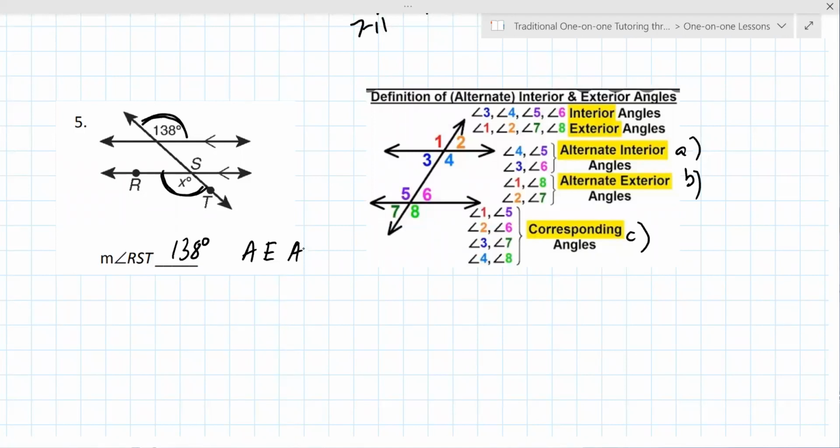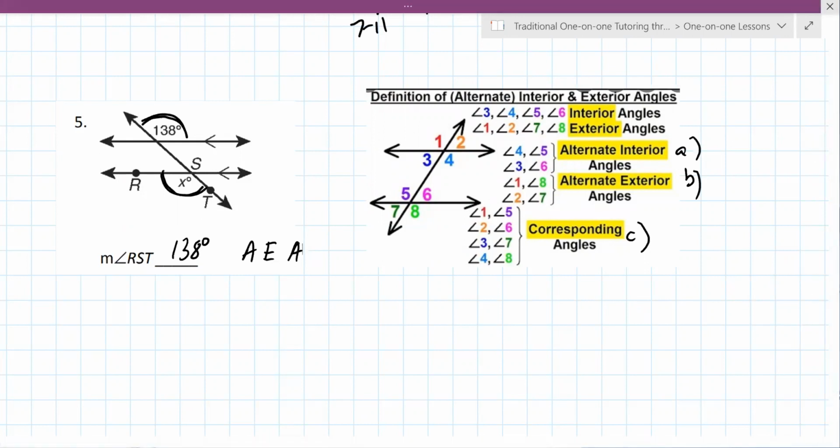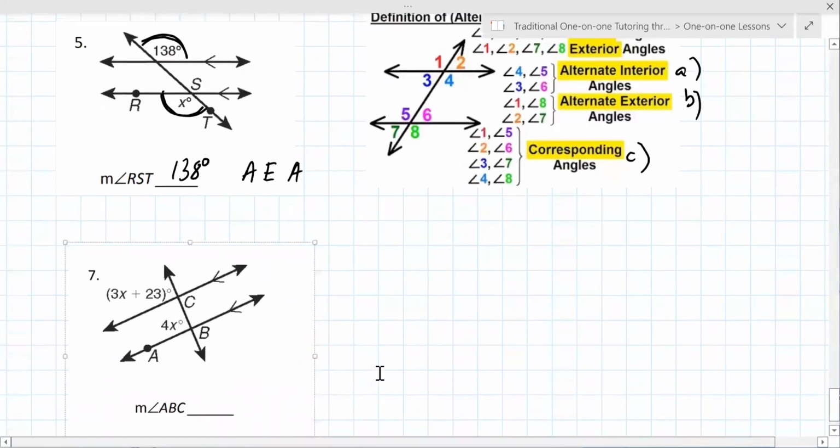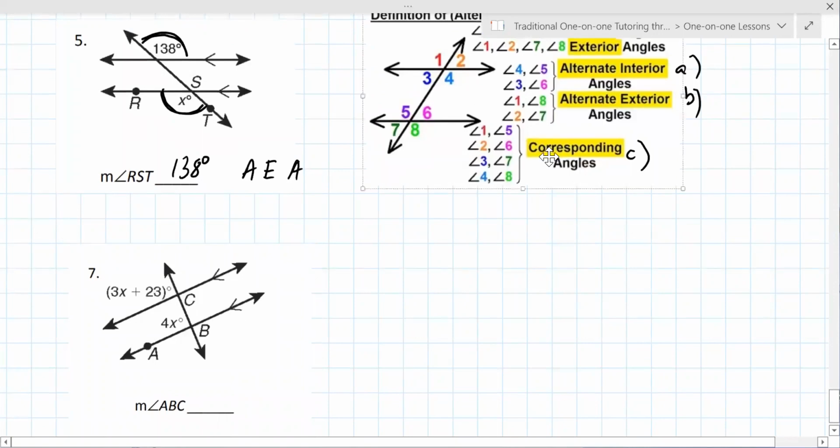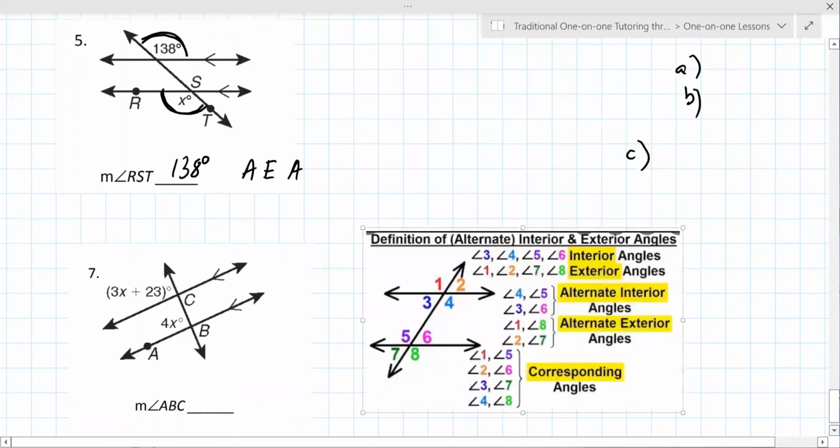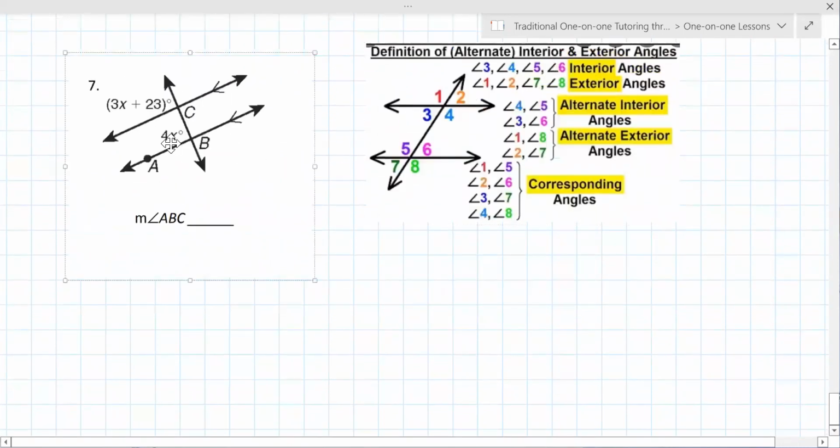Okay, so let's look at another one here. We'll just slide this reference down. They want you to find the measure of angle HJK, which is really this X. You've got to give me the number and the reason.